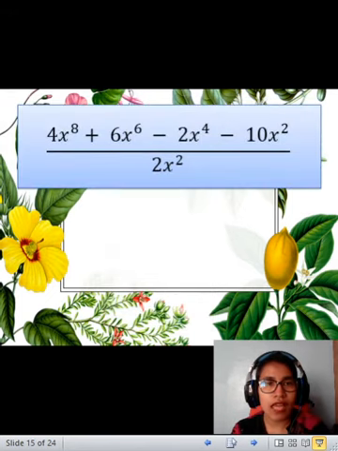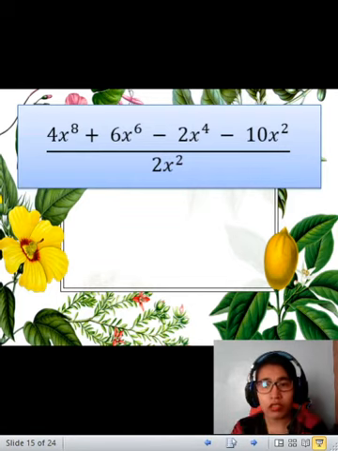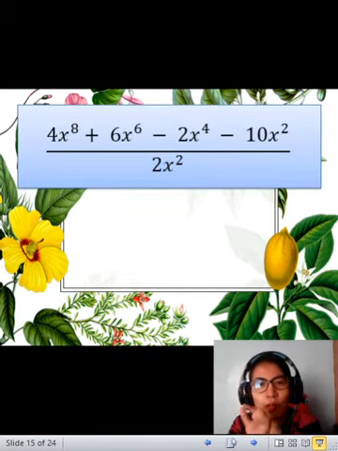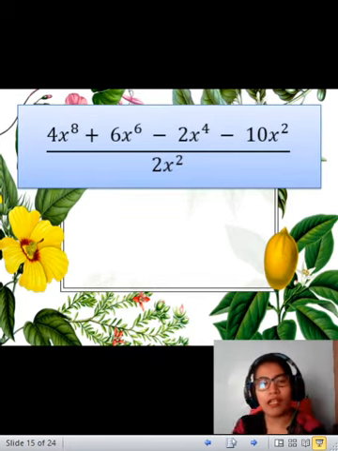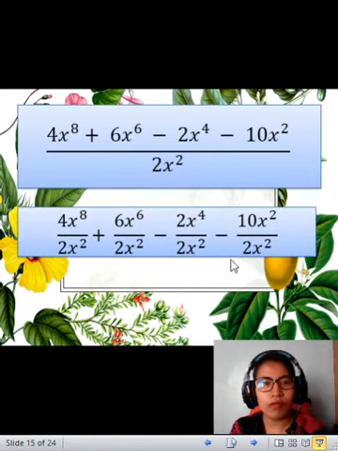And let us have a polynomial by a monomial. So, the same with our multiplication, we just need to distribute this 2x squared to each term of our polynomial. So, this is how it looks. So, you have, then follow the sign of your polynomial.